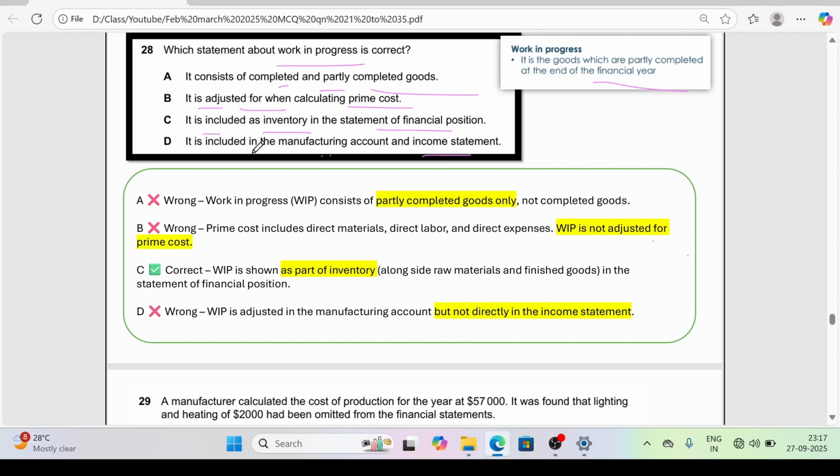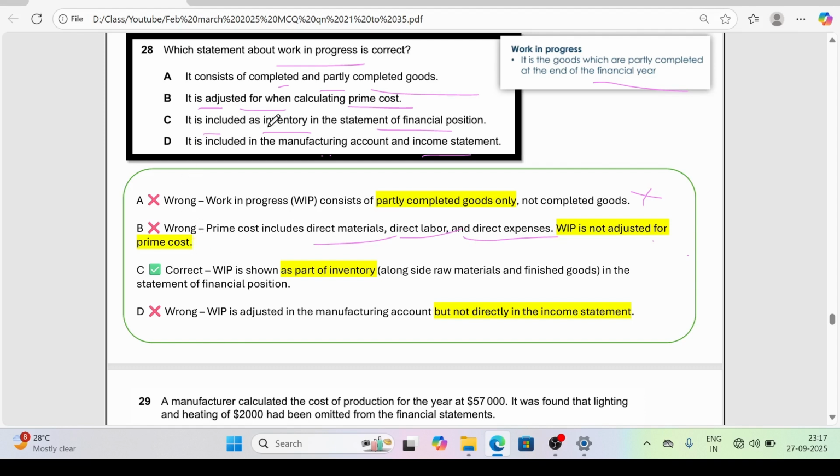Okay, let's analyze each option. First one, it consists of completed and partly completed goods. Option A is wrong because work in progress consists of partly completed goods only, not completed goods. So it's incorrect. Option B, it is adjusted for when calculating the prime cost. Prime cost includes direct material, direct labor, direct expenses. Work in progress is not adjusted for the prime cost.